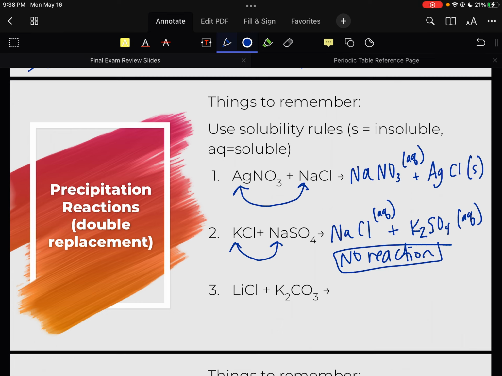And you can think back to when we did the drops on the card, when we had 2 things that were both soluble, you didn't actually see anything happen. There was no precipitate formed. It didn't get cloudy. So it looks like nothing's happening. So we say nothing is happening. No reaction.